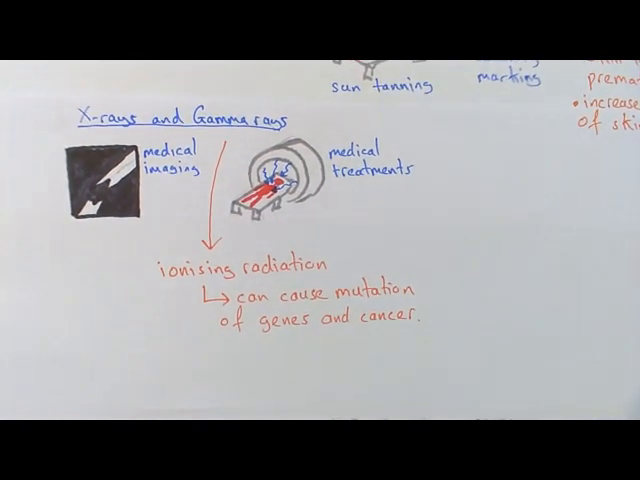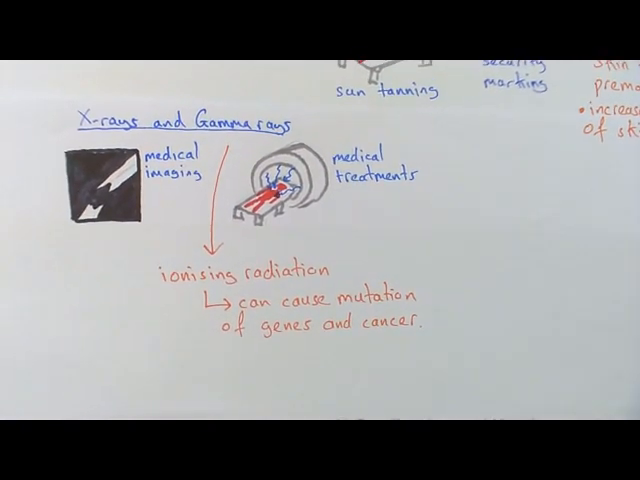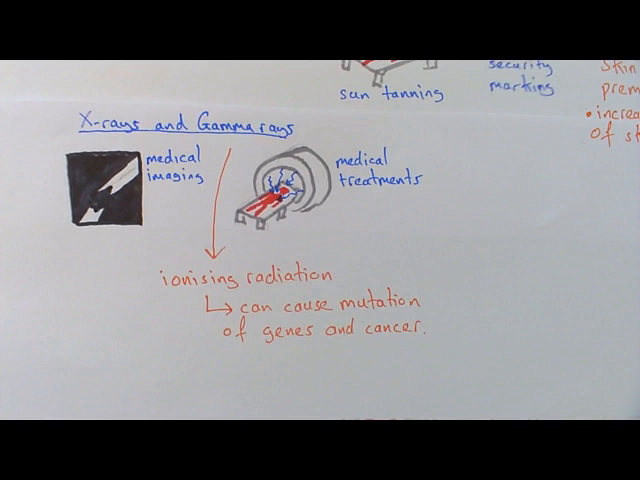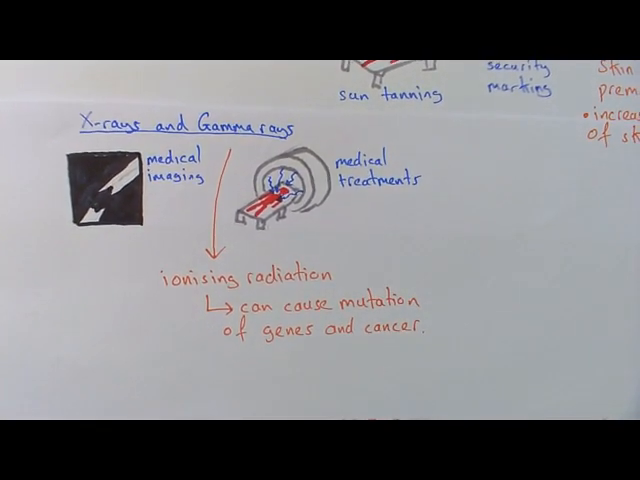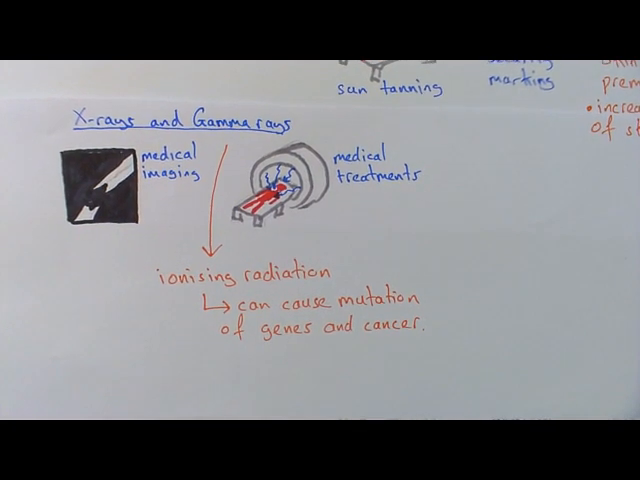So X-rays and gamma rays are ionizing radiation. Ionizing radiation. That's a term you need to know for physics and chemistry. It's radiation that's actually able to knock electrons off atoms. So if you knock an electron off an atom, you make it an ion because you give it a charge. So this kind of radiation is called ionizing radiation.